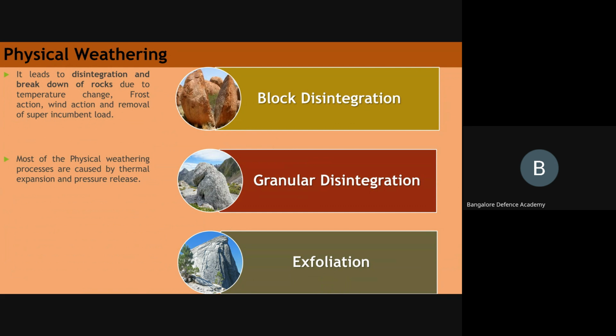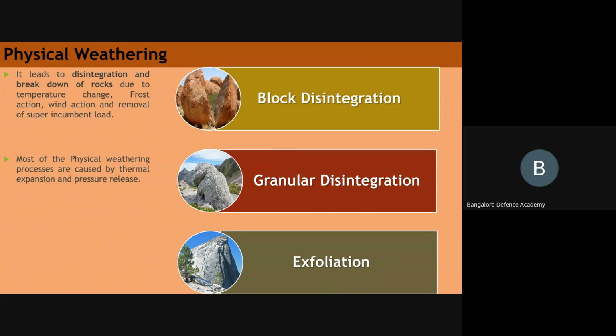One is called block disintegration. The rock will be disintegrated like this. When you are trekking or something, you can observe the rocks breaking. This is called block disintegration. Next is called granular disintegration. Here the rock will not break, but small grains of the rock will be falling off its side. That's called granular disintegration.